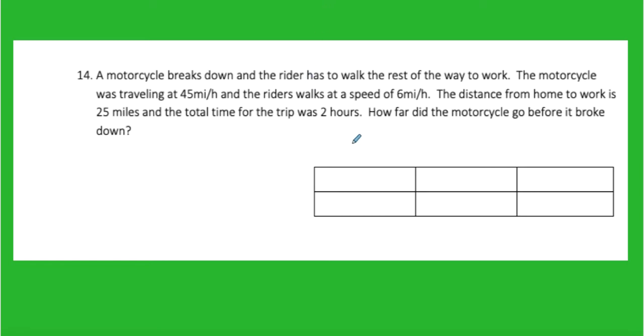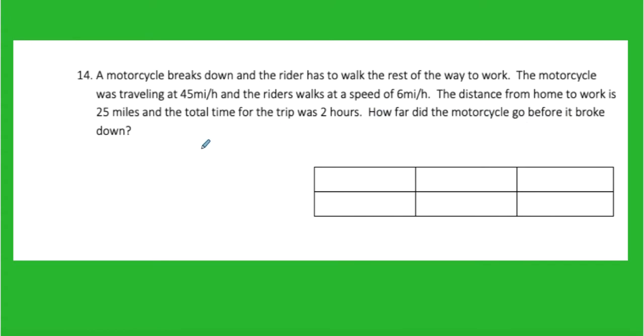Okay, so we've got a motorcycle that breaks down and the rider has to walk the rest of the way to work. The motorcycle was traveling at 45 miles an hour and the rider walks at a speed of 6 miles an hour. The distance from home to work is 25 miles and the total time for the trip was 2 hours. How far did the motorcycle go before it broke down?